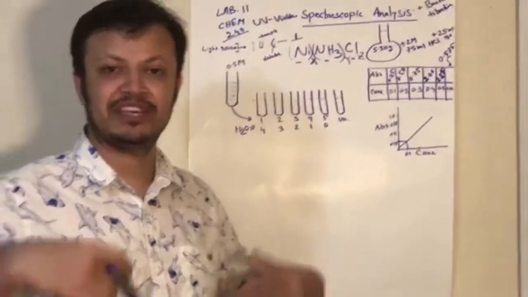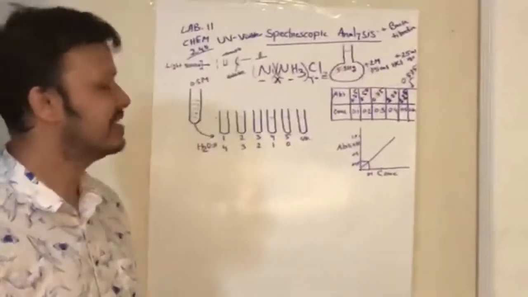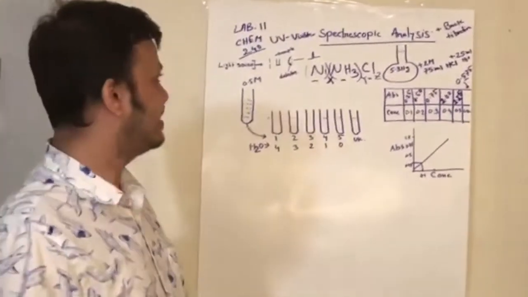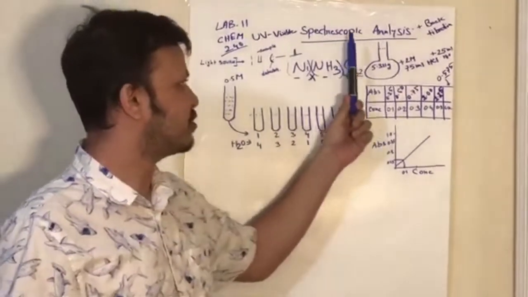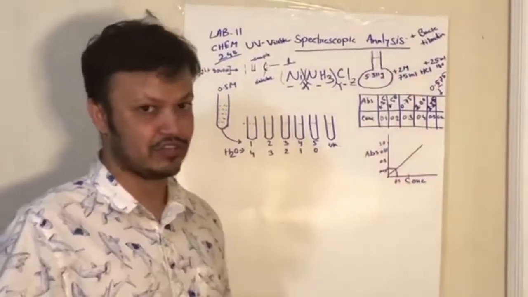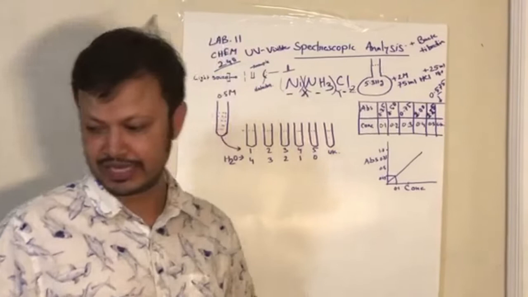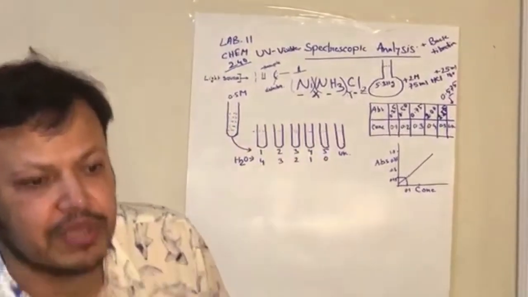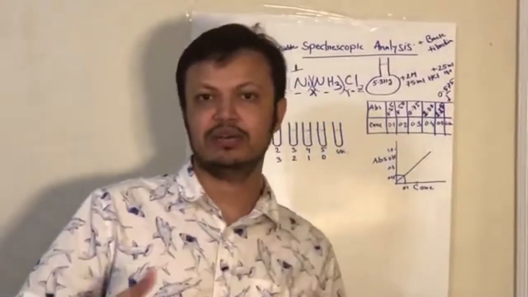So we come to another lab. It is lab 11. In this lab, it is UV visible spectroscopic analysis plus back titration. Okay, so in your book, it is written only the UV visible spectroscopy, but here we will also learn the back titration as well.